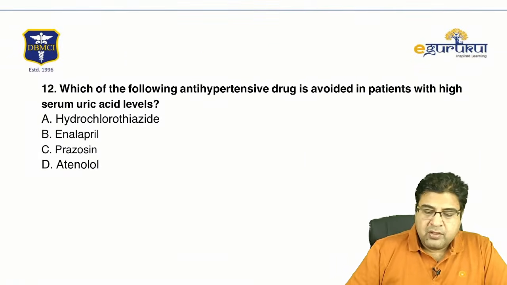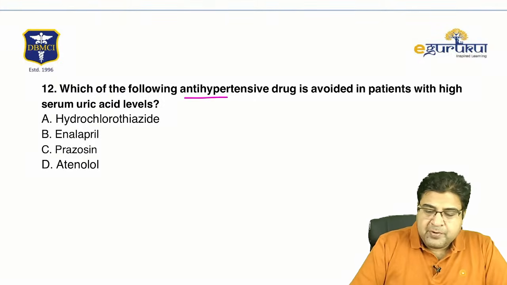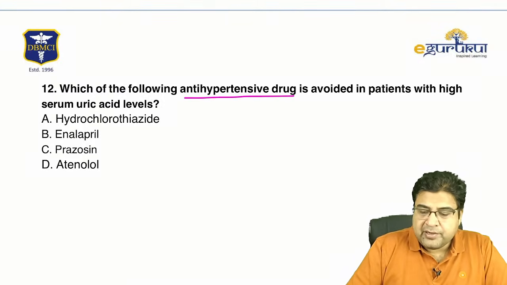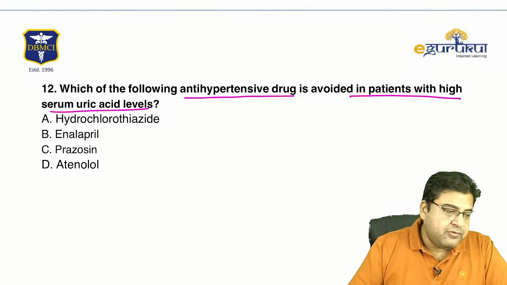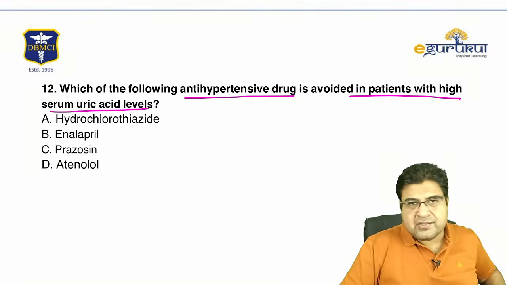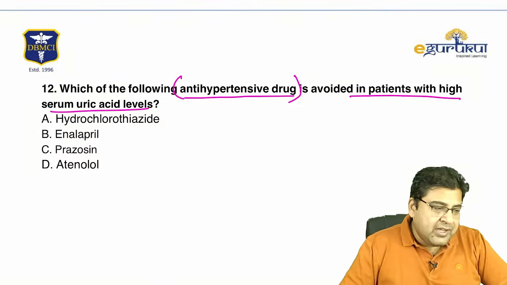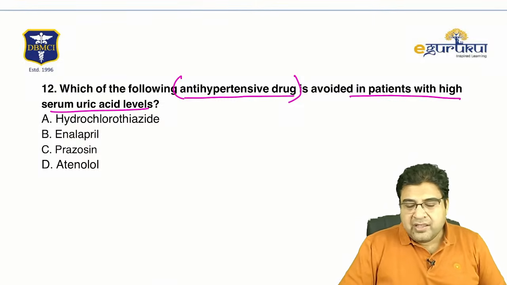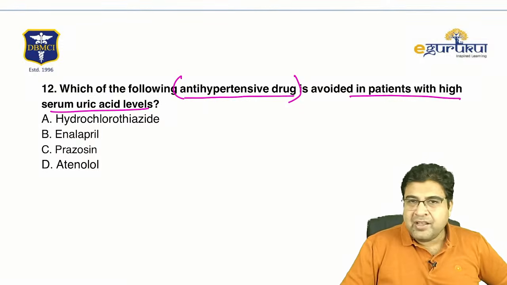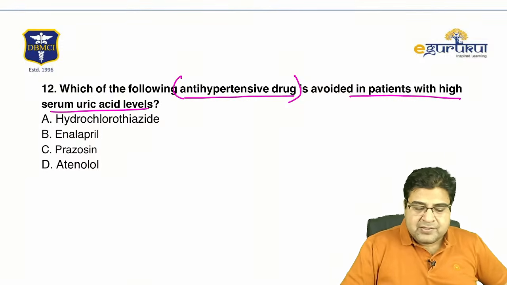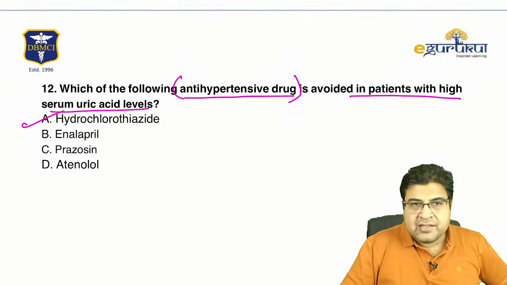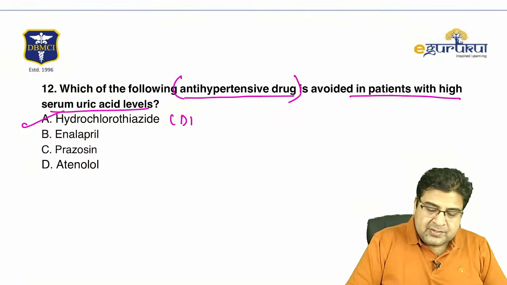Question number 12, which of the following antihypertensive drugs is avoided with a high level of uric acid? So guys, this is again a simple question. You can see this is the fourth question we are attempting based on antihypertensive drugs. So can you see how important this topic is, antihypertensive drugs? So which antihypertensive can cause hyperuricemia? Answer is diuretics. So diuretics can cause hyperuricemia as a side effect.